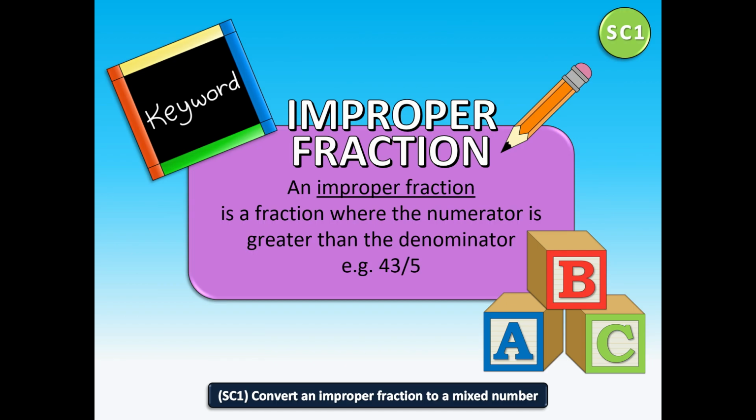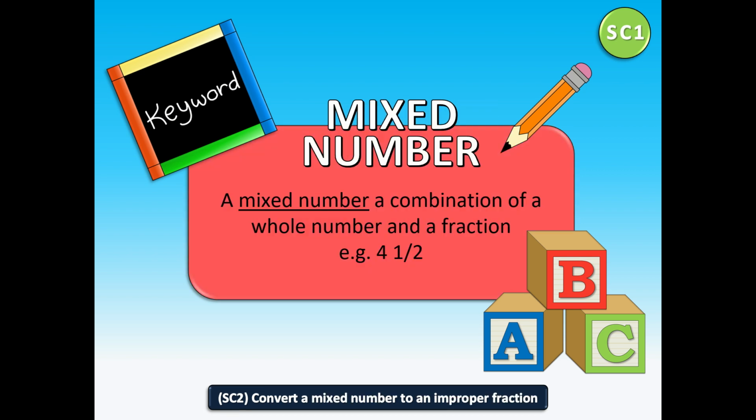So an improper fraction is a fraction where the numerator is greater than the denominator. So the number on top is bigger than the number on the bottom of the fraction. A mixed number is a combination of a whole number and a fraction. So the example there is 4 and 1/2.